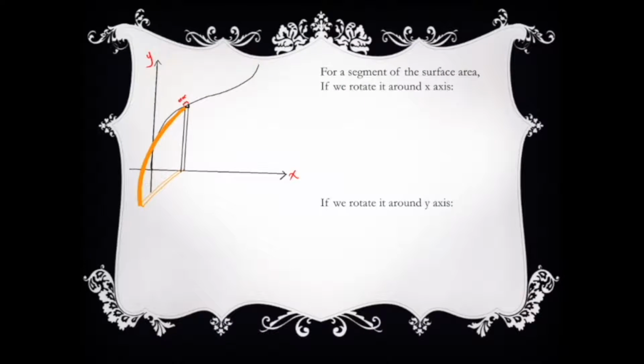If we rotate around the x-axis, the radius of the circle would be y, which means that for this segment of the surface area, we would multiply 2πy by the arc length. The same is true for when we rotate around the y-axis. The new radius would be x, so the segment of the surface area would be equal to 2πx times the arc length.